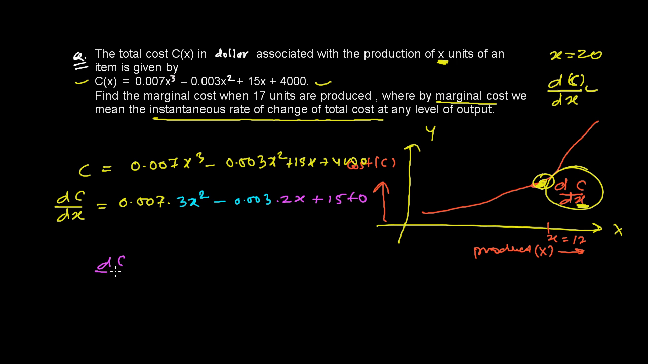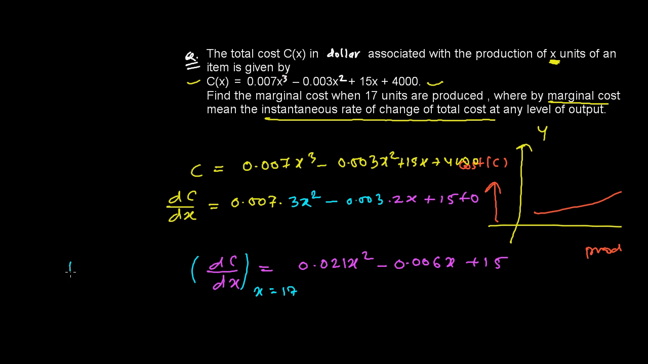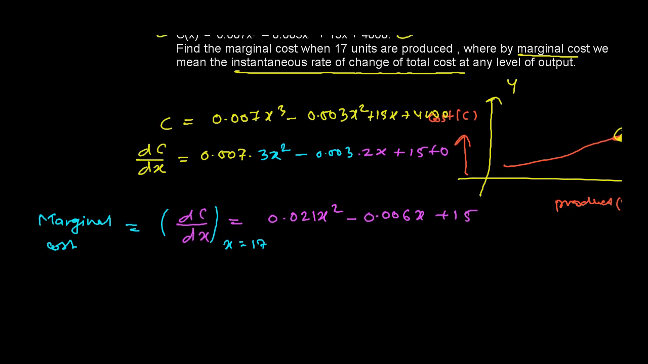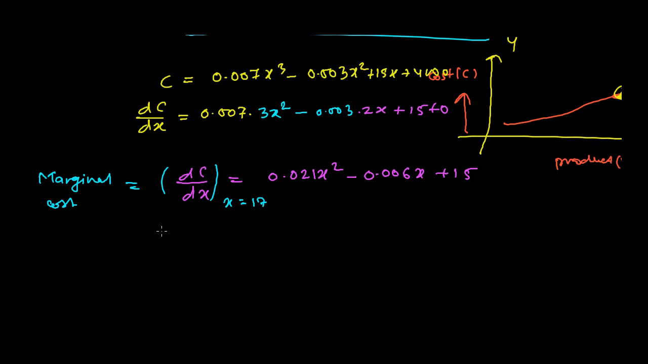So finally we get the rate dC over dx as 7 times 3, so it will be 0.021x². Again, 3 times 2, so it will be 0.006x, plus 15. This is the simple rate. Now what is the exact rate when x equals 17? What is the marginal cost at x equals 17? This is actually the marginal cost, keep in mind. Even though I don't know more about the business, according to the question, I'm explaining based on what has been given.